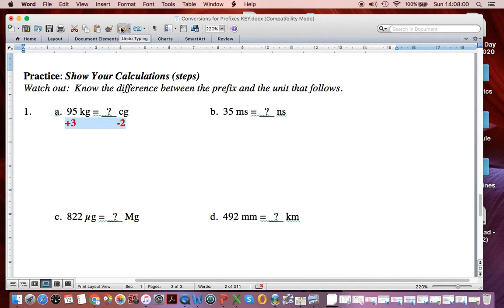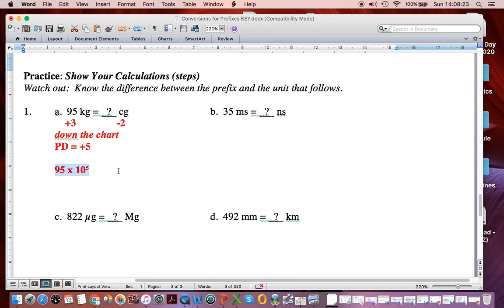Now we need the power difference. And we're going down the chart, so our power difference is +5. The difference between those numbers is 5, and we're going from bigger units to smaller, so we need more of them. That's why it's +5. Well, we take our 95 and we go times 10 to the +5. That's where the 5 goes in, and we just grab the 95 from here.